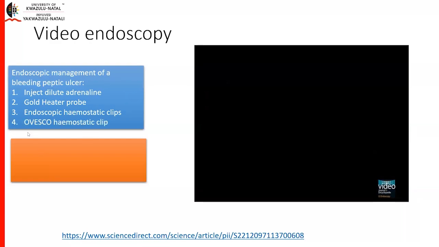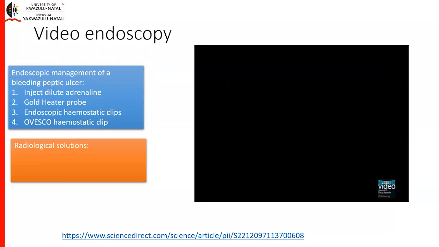And then the fourth method was the over the scope clip, which was a big clip that bites directly over the ulcer. And the last bit of the video clip showed that effectively controlling hemorrhage from a gastric ulcer. Okay, so guys, if there's any questions, please put up your hands. I think that was a very nice video which explained just the endoscopic intervention.